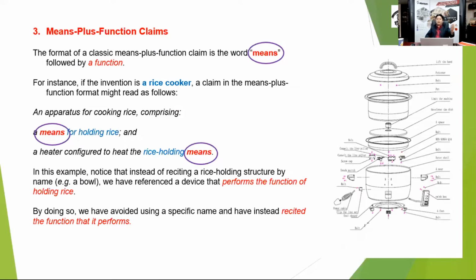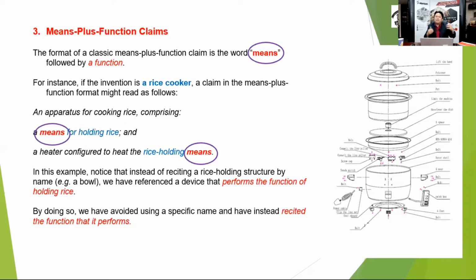Just now we will take back the rice cooker, okay? Let's look at the rice cooker claims. An apparatus for cooking rice comprising, so you have the preamble, transitional, and of course, now the body. A means for holding rice. And a heater configured to heat the rice holding means.